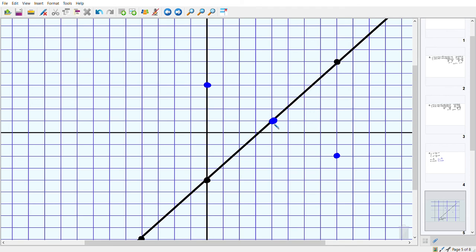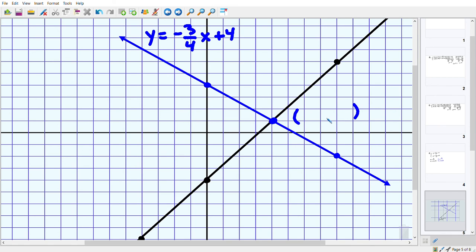Again, point of intersection is clearly identified. Connect it edge to edge. Quick label. Point of intersection right here.